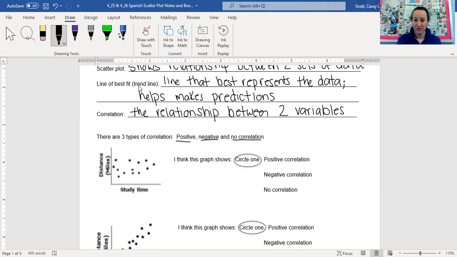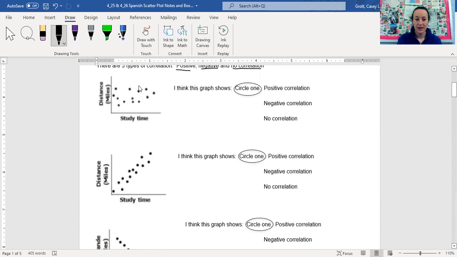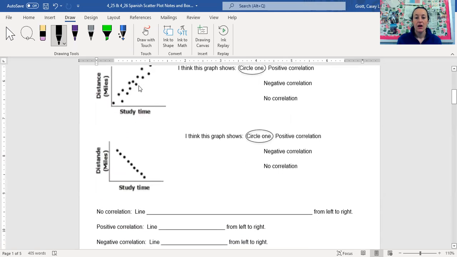Hopefully you have one of these circled. Down here, looking at this scatter plot, what type of correlation do you think this is? Positive, negative, or no correlation? Circle one. Coming down here, here's your third scatter plot. What type of correlation do you think this is? Positive, negative, or no correlation? Circle one for me.